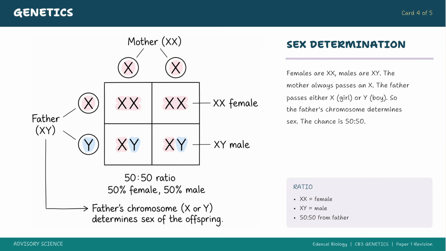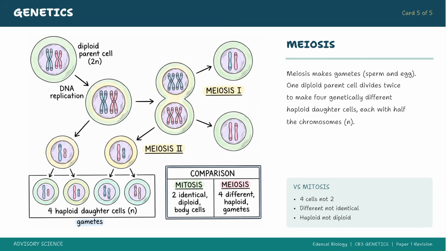Meiosis is the type of cell division that we use to produce gametes, sperm cells in males and egg cells in females. Unlike mitosis, the cell divides twice, producing 4 daughter cells instead of 2. Each new cell contains half the normal number of chromosomes. With this many changes, of course, the daughter cells are not going to be identical to the parent cell.